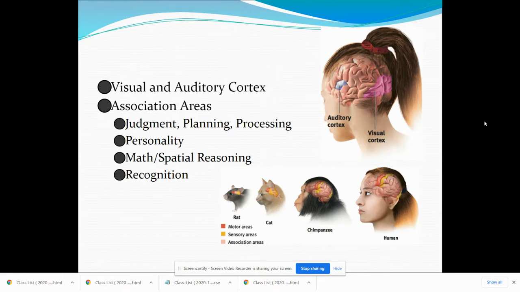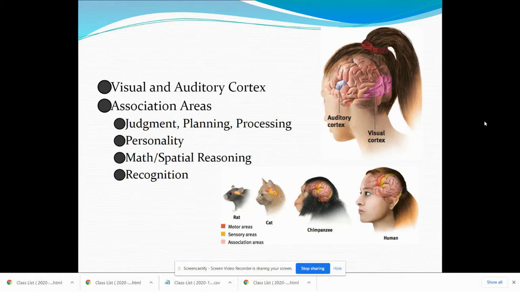In the frontal lobe, the association areas are connected to judgment, planning, and processing. So judgment, consequence, planning, making plans, and evaluating consequences. This is the last part of the brain to fully develop when we hit about 25. So when teenagers and younger 20-year-olds sometimes do stupid stuff, it might be because they're not evaluating the consequences properly.